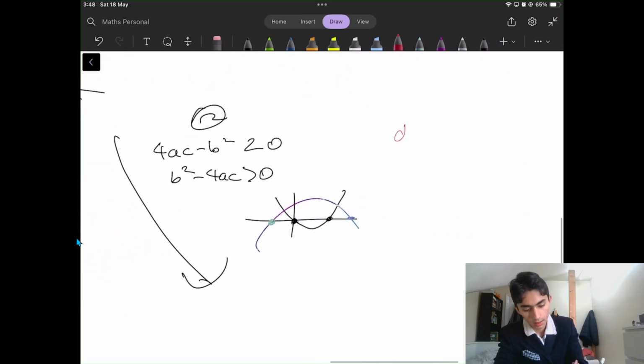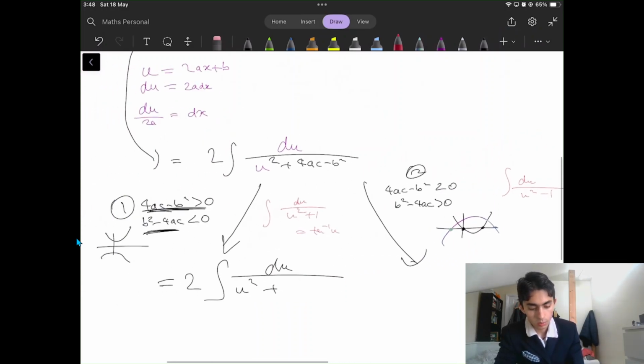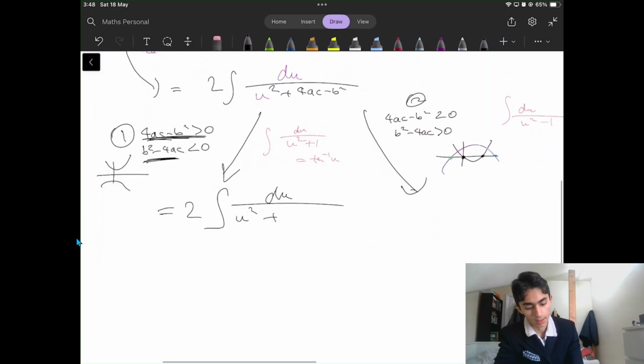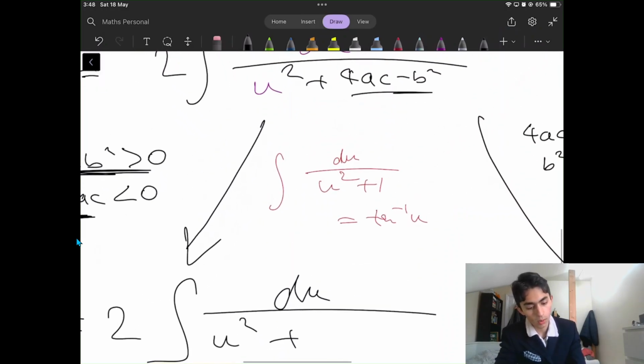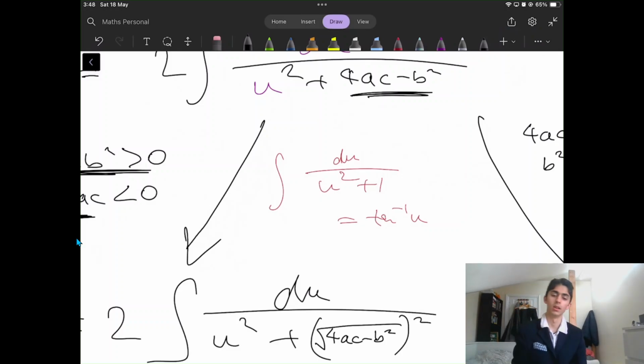Whereas with the second case, if you have u squared minus 1, you're going to end up with inverse hyperbolic tan, right? Plus c, of course. Let's work with the inverse regular tan first, then the hyperbolic tan comes after. So instead of writing 4ac minus b squared, I'm going to write the square root of 4ac minus b squared, all squared like this, okay? The reason is so we could use a formula that I'm going to show you.